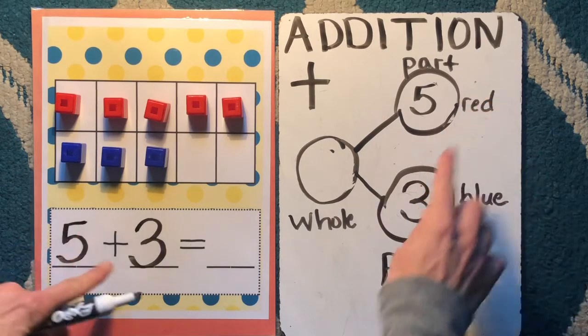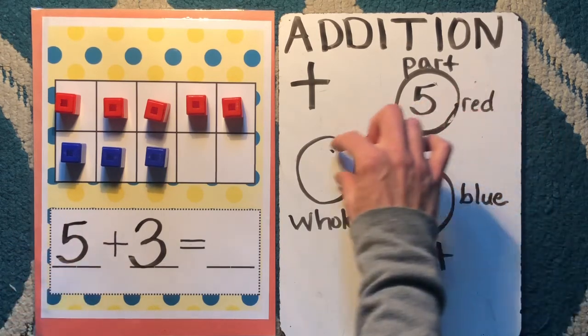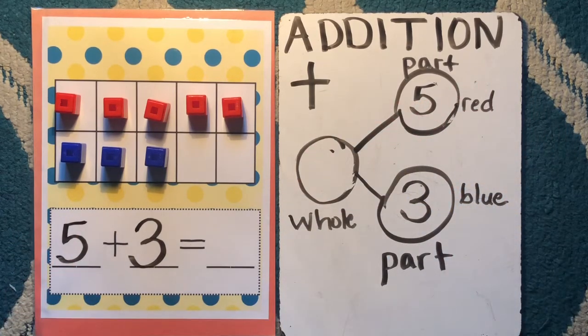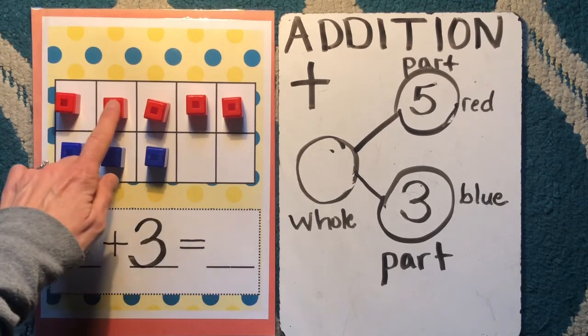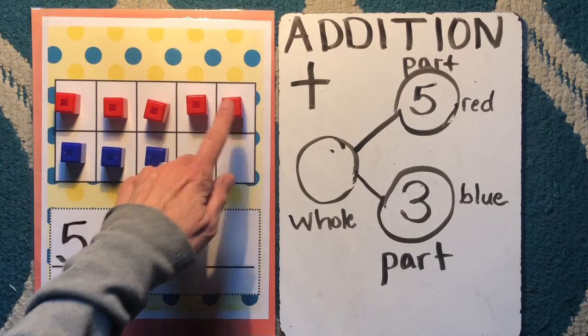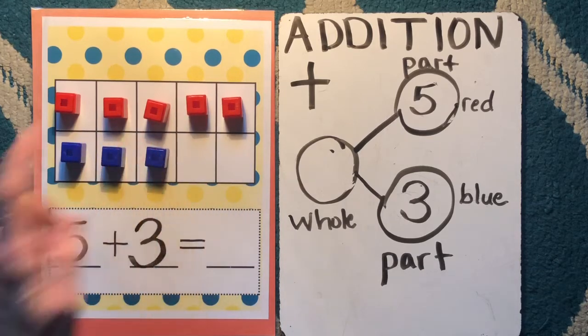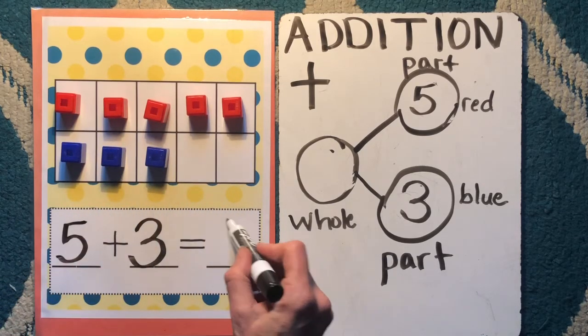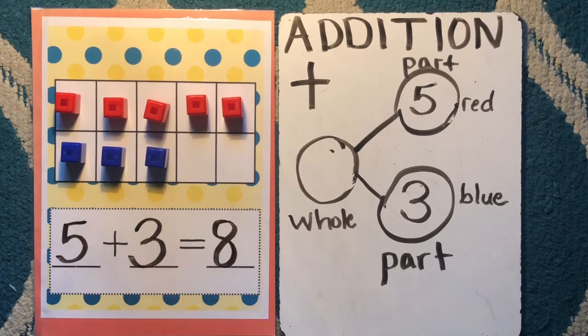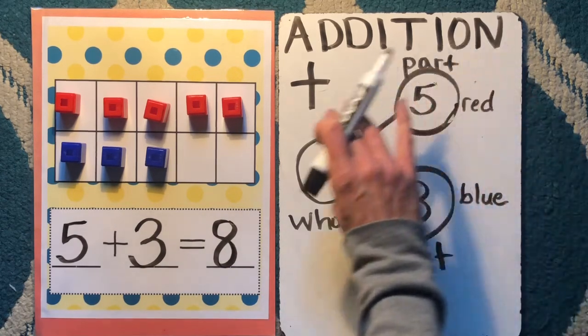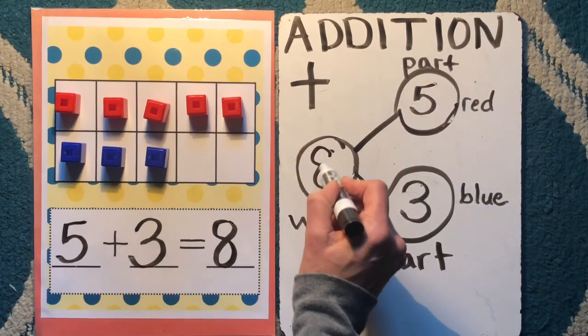5 red plus 3 blue, and that goes together, and we're going to figure out how much that equals or makes all together. 1, 2, 3, 4, 5, 6, 7, 8. So 5 plus 3 equals 8. 5 and 3 go together to make 8.